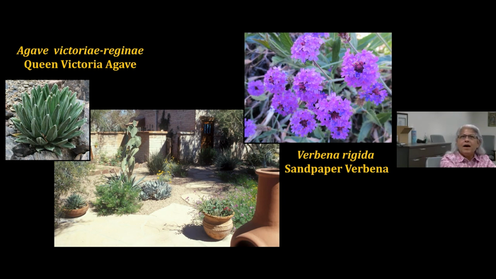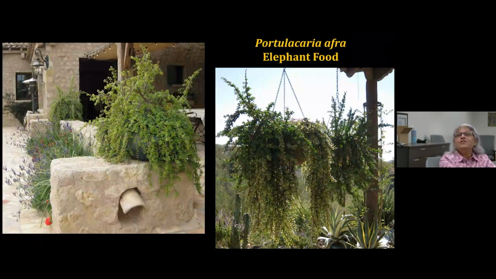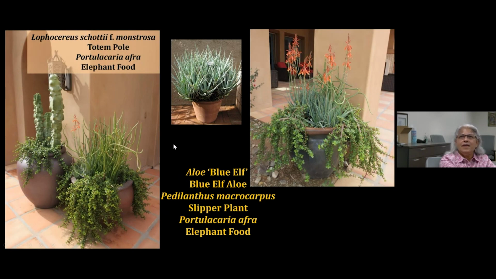So with the elephant food that I mentioned before, again, so versatile. These are lovely as hanging planter material. And here in these big pots on this wall, as they grow, they'll just cascade over, being a lovely feature in this landscape. Here they're combined with other plants in this pot with the totem pole, and here with that slipper plant and some aloe.